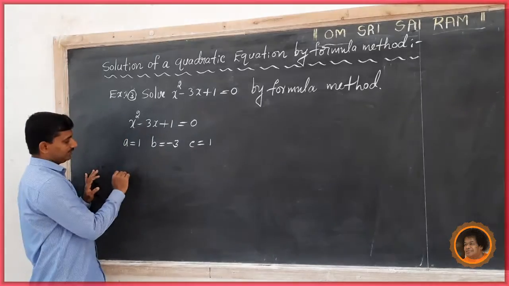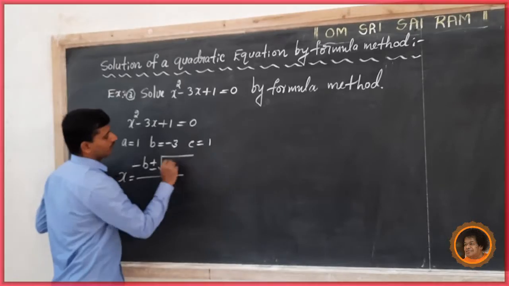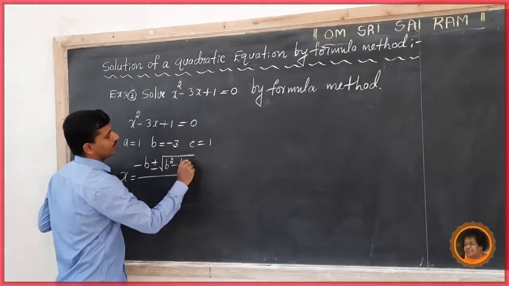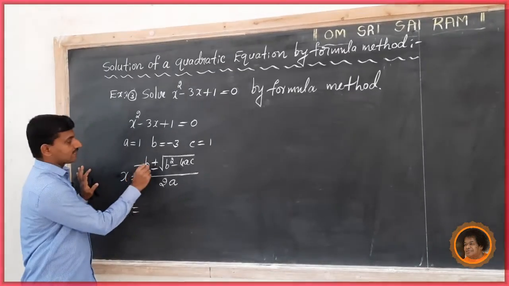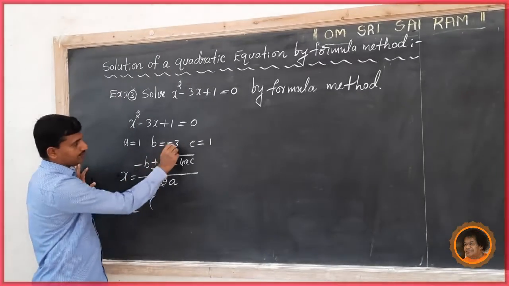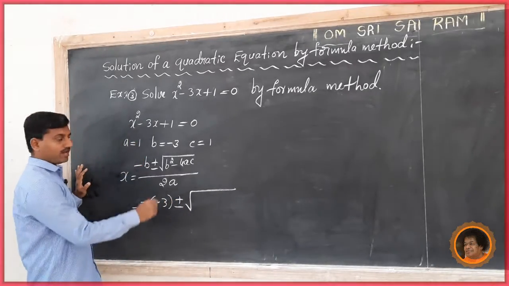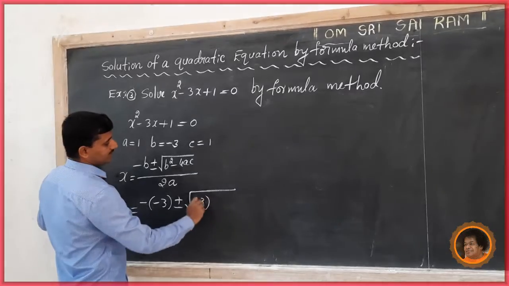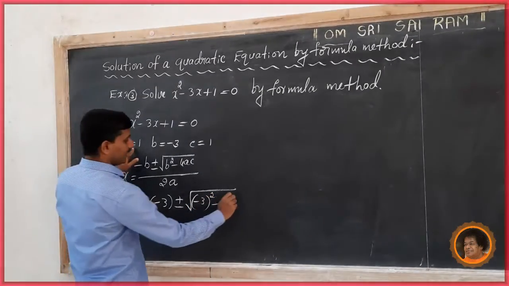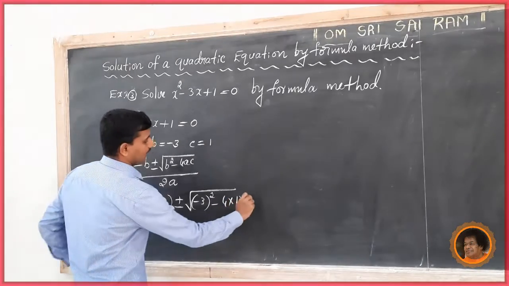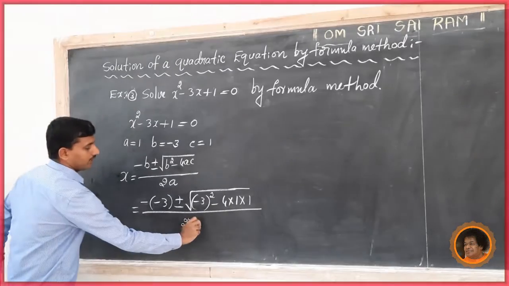So the quadratic formula: x equals minus b plus or minus square root of b square minus 4ac, divided by 2a. Now substitute the values. Minus b, that is minus of the b value, minus 3, plus or minus square root of b square, so b square is minus 3 whole square, minus 4ac, 4 into a value 1 into c value 1, divided by 2a, 2 into a value 1.